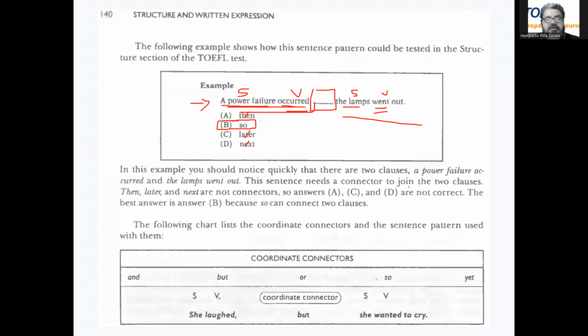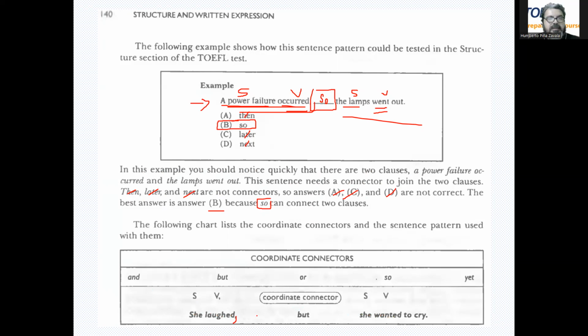The sentence needs a connector to join the clauses. Then, later, and next are not connectors, so answers A, C, and D are not correct. The best answer is B, because so can connect two clauses. Let me say, so is giving me the idea of consequence. Okay, so remember, subject verb, she laughed, she wanted to cry, so it's verb, and a coordinate connector, preceded by a comma. Okay, that's how this works.